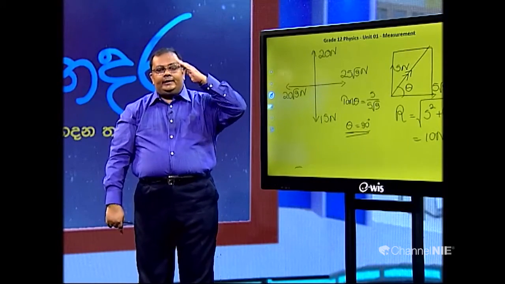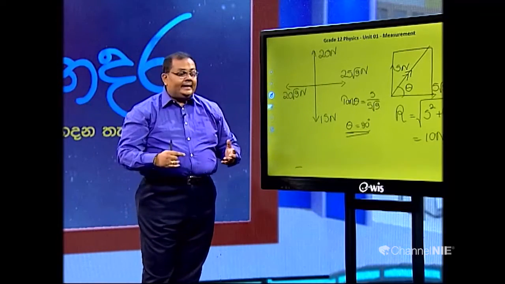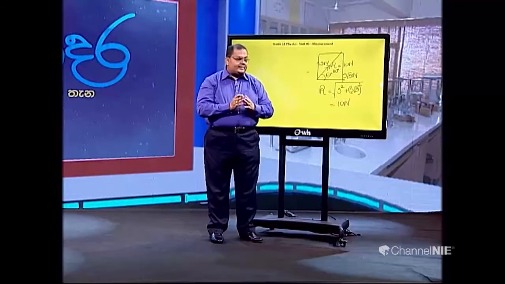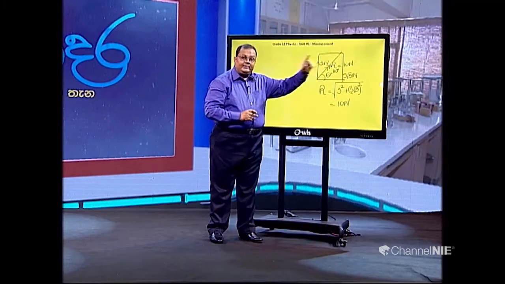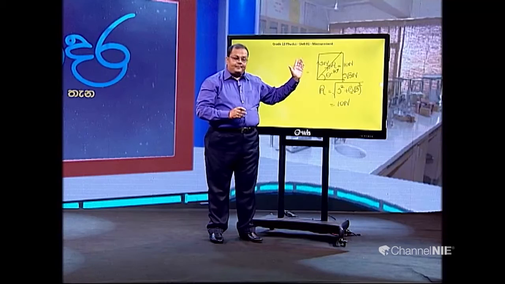Now we are going to find the horizontal component and vertical component of any inclined vector. Resultant was 10 newtons and the angle we found was 30 degrees. We know how to find the resultant of two vectors. Now we are going to study how to resolve this vector. We are given only one vector. How to find the components of them.